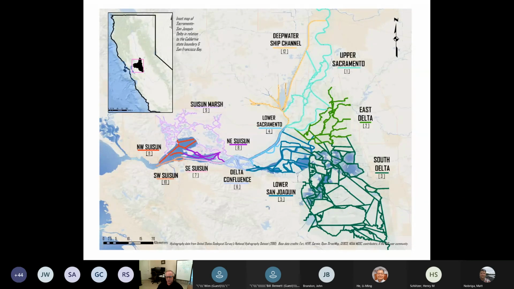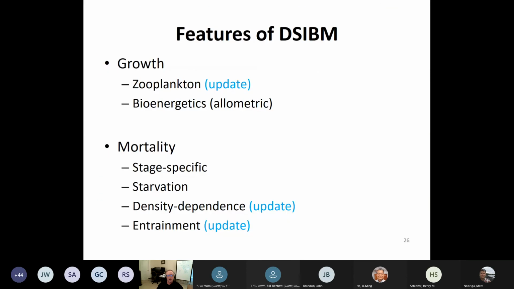So it's the DSM2 channels, but some of the environment is overlaid, not channel by channel, but rather in habitat or spatial boxes. So each fish grows based on how much food is out there in the box it's in and in the channel it's in. That's the zooplankton, and we updated that for this. It's bioenergetics based for growth, so it involves temperature and weight dependent processes. Mortality is stage specific. They can starve. We're updating the density dependence, and then there's an entrainment mortality, which we're updating because there's new information.